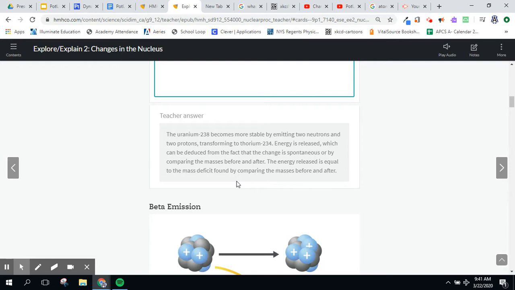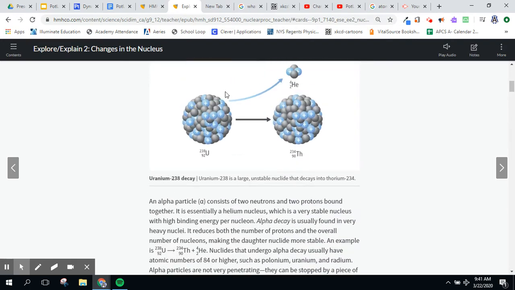and because it's a spontaneous component, right? There's no energy input. We could also look at those mass balances and figure out the difference using E equals mc squared. So it's equal to the mass deficit, by looking at basically the mass before and the mass after, if we were to take the masses here and there.